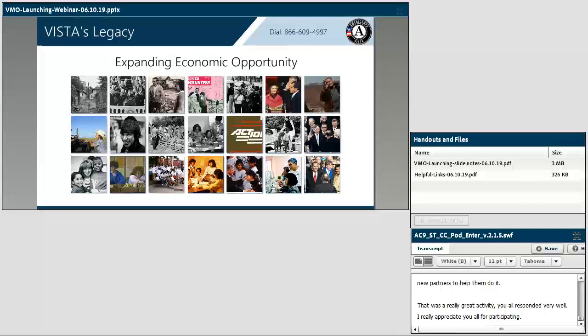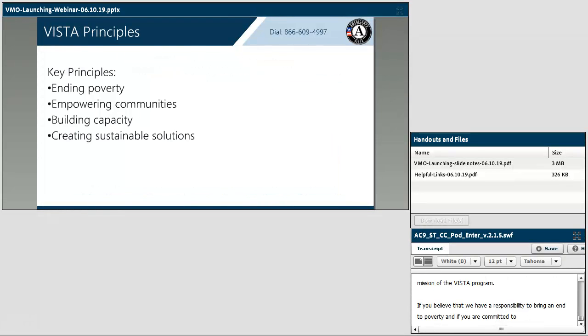All right, good job. So let's shift gears a bit and take a look at what you're going to be doing in your individual VISTA project and how that connects to the mission of the VISTA program. If you believe that we have a responsibility to bring an end to poverty, and if you're committed to working with communities, then you are in the right place.